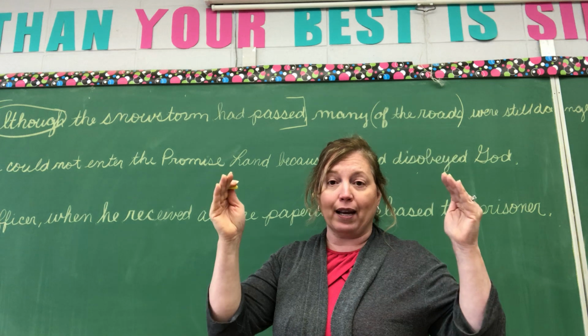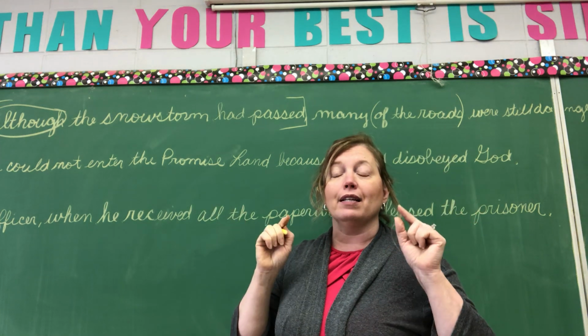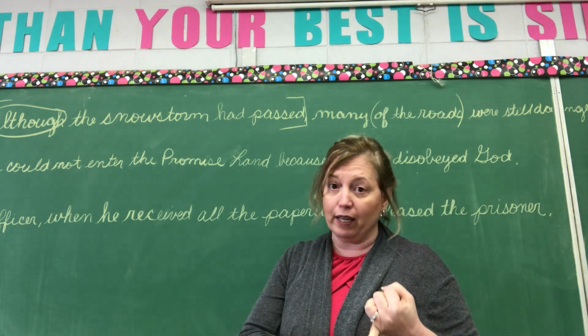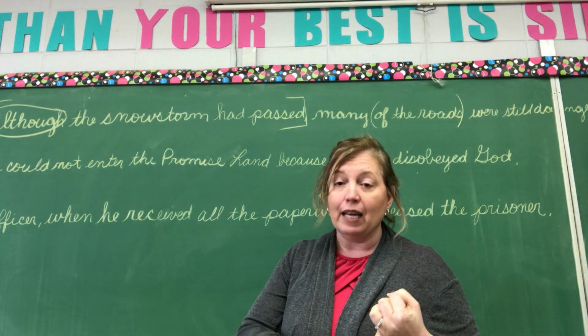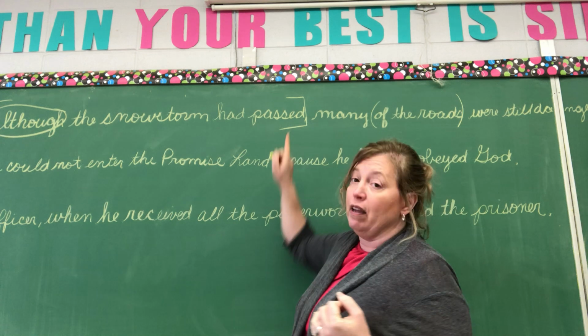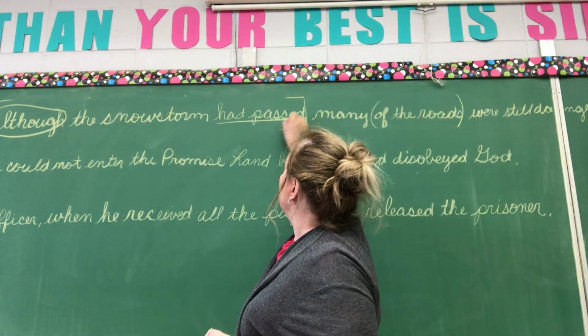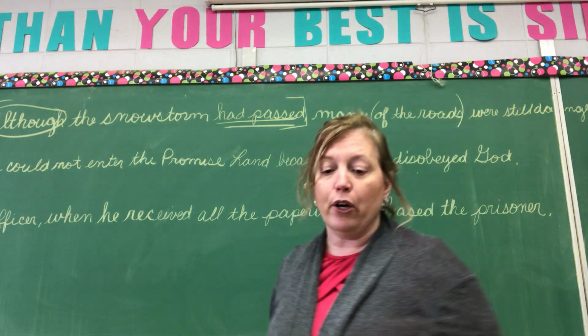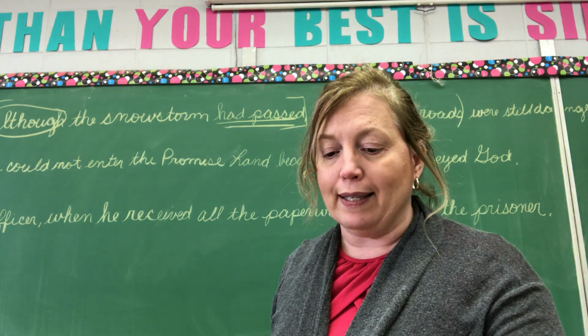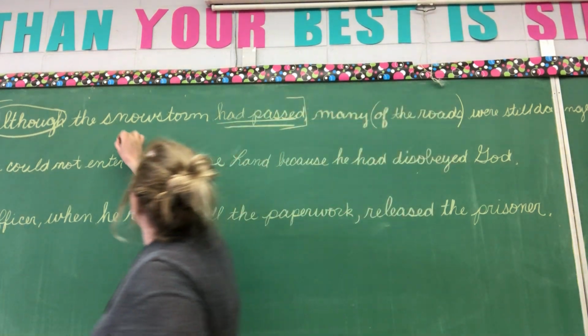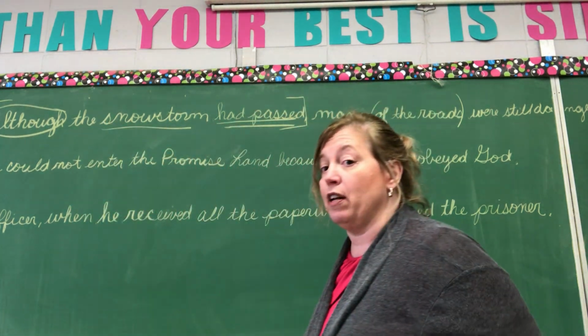Look inside the brackets. Remember, the adverb clause will begin with a subordinating conjunction. It's going to be on your list, and it's going to end with that comma if it's an introductory clause. All right? So, had passed. Who or what had passed? The snowstorm. Okay, so I do have a subject and verb.